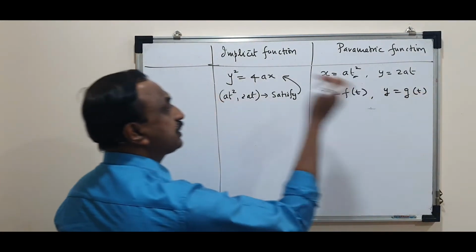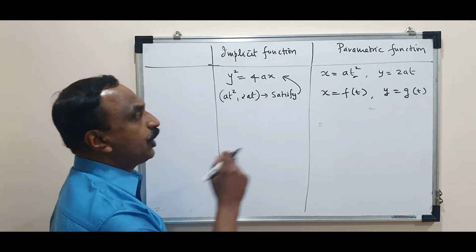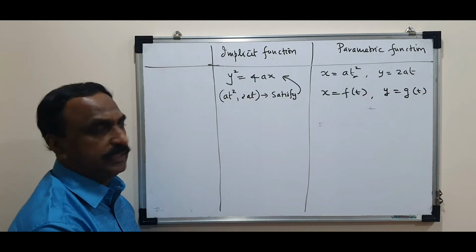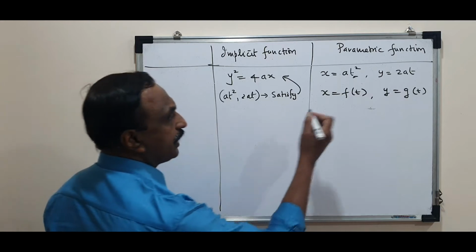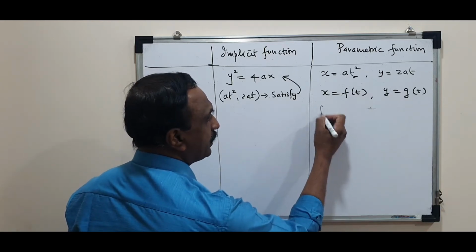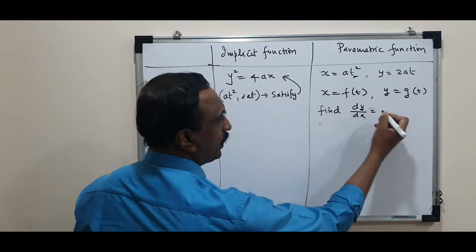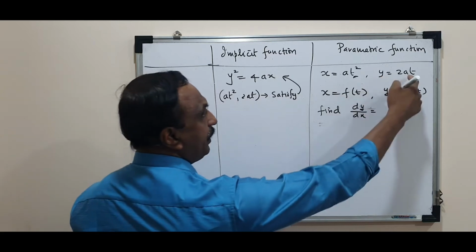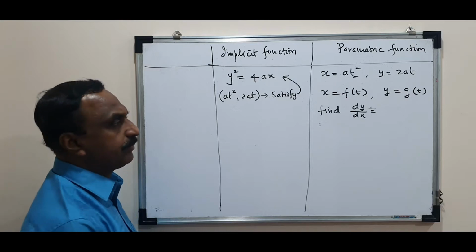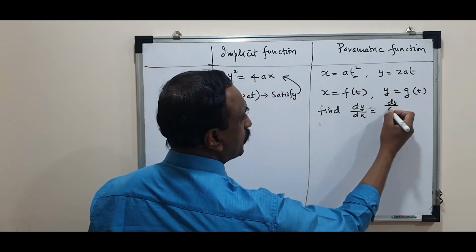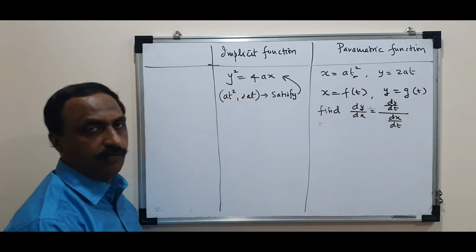If you remove t and form an equation with x and y, it will come back to the implicit function. Now the question is, how will I find the derivative of this function? There are 2 ways. Let me explain using an example. Suppose I want to find dy by dx. Here, y can be differentiated with respect to t. Remember, a is a constant, t is a variable. You can differentiate y with respect to t, x with respect to t, and if you divide, you will get dy by dx.